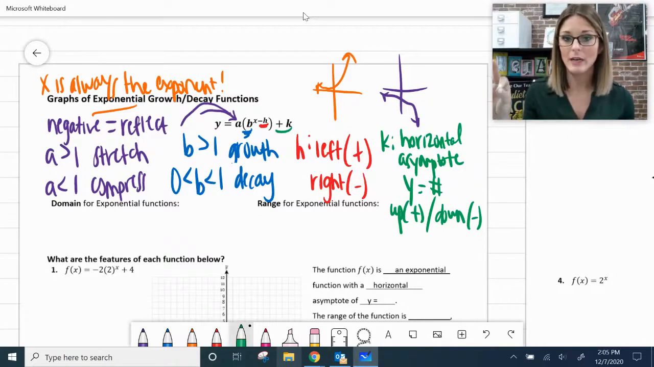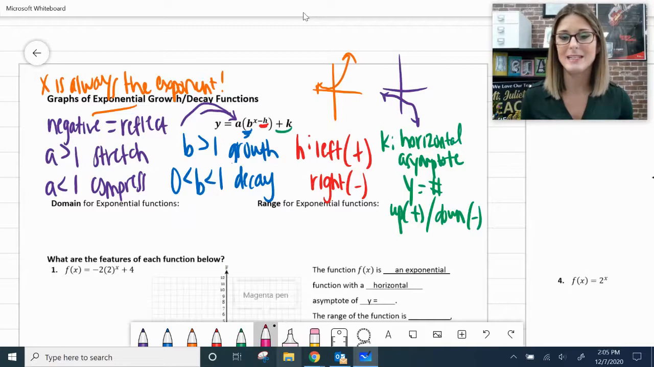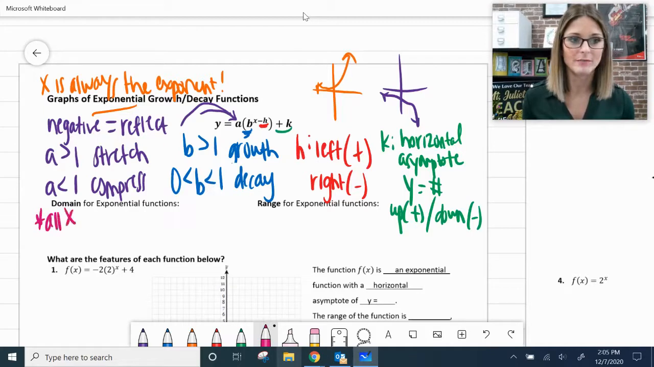Right below that, we have domain and range. Let's talk about that for a second. Do not be afraid. Domain is so easy because for all of our exponential functions, do you hear me? All of them, every problem I give you this week asking domain has the same answer.